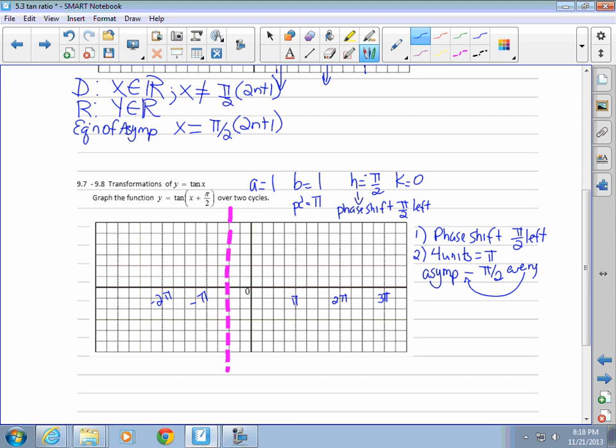So now that means that I have to put my asymptotes in. My asymptotes are still at every pi units. So I'm going to have an asymptote here, an asymptote here, an asymptote there, and if I go to the negative, I'm going to have an asymptote there and there.